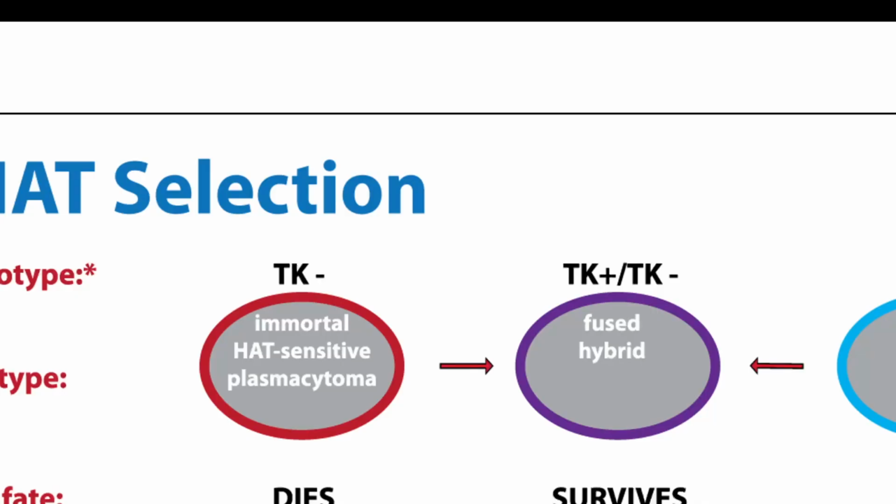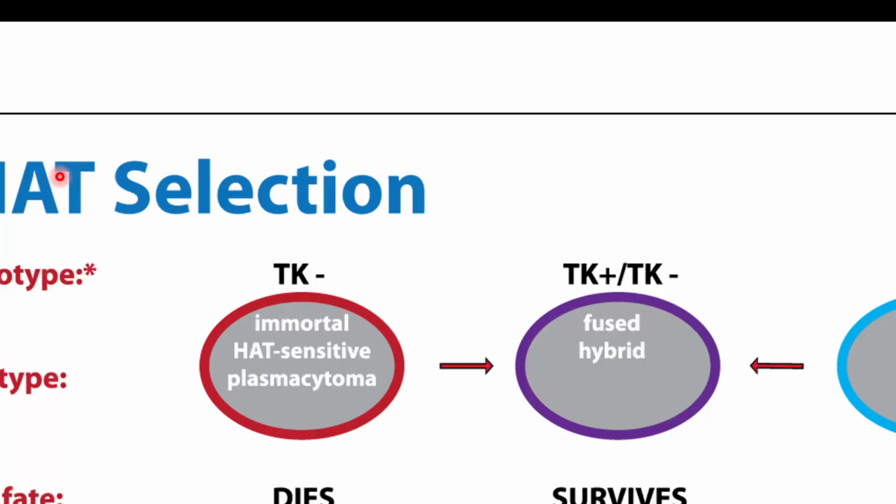So here is a schematic for you guys so that you will not get confused. This is an immortal HAT sensitive plasmacytoma, or a myeloma. Myeloma is immortal since it is cancerous, it can divide indefinitely, but it is HAT sensitive. And why sensitive? Because of aminopterin, which blocks the de novo pathway of nucleotide synthesis, while H and T are hypoxanthine and thymidine.